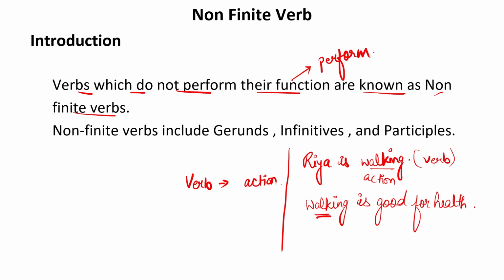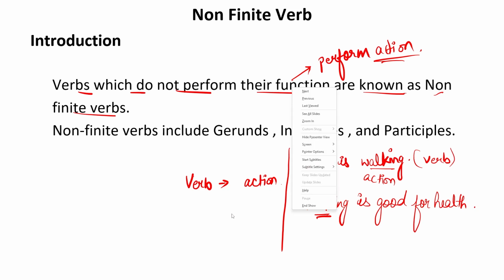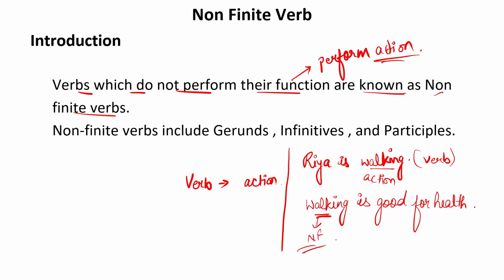So the main function of a verb is to perform action. But when we see a verb which is not actually showing any performance or any action, that verb is known as a non-finite verb. So in this case, it is a non-finite verb, not an action or not a verb. So non-finite verbs are of 3 types. First is gerund, then infinitives, and then participles. Now what are these? Let's discuss one by one.